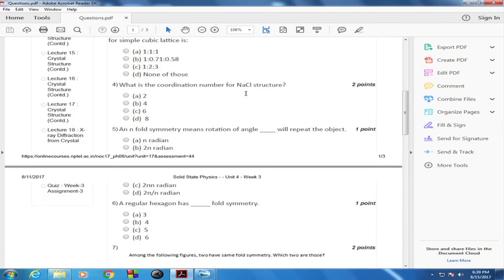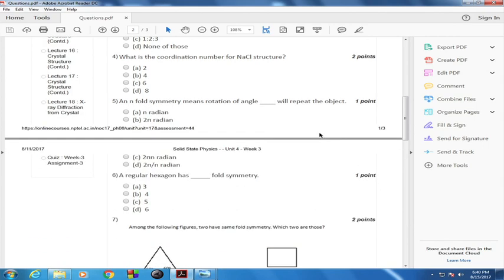Question number 5. So, come to the next question, question number 5. An n-fold symmetry means rotation of angle dash will repeat the object itself. Actually, if the object appears identical after a rotation of say 180 degree, that means twice in 360 degree, that is in 2 pi, then it is called two-fold symmetry.